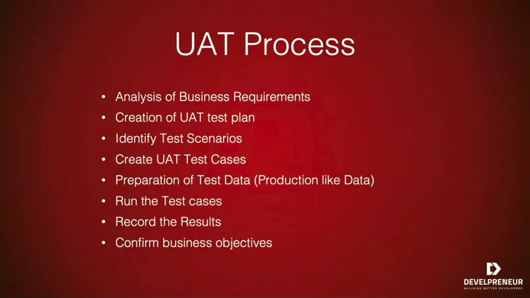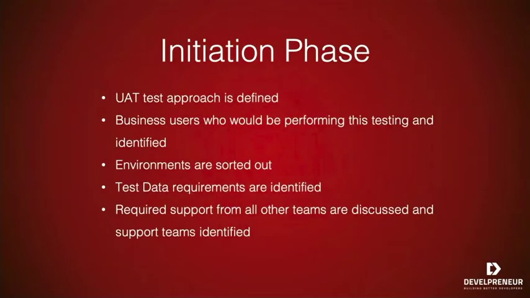So next, we're going to go over some of the key activities of each of these phases. First, we have the initial phase. In this phase of UAT, we start out by defining the approach we're going to take for our testing. We are going to have the business users who will be performing this testing, and we will identify them. Again, this could be the corporation going out and picking people from different parts of the company to test the different roles. The testing environments are sorted out.